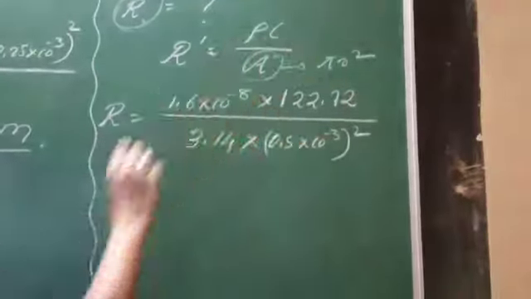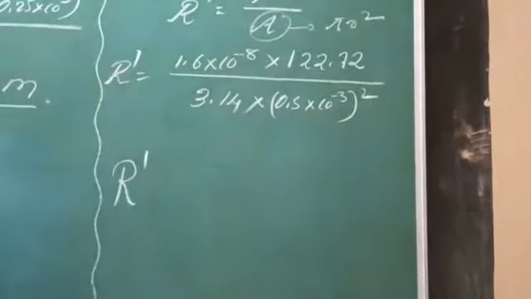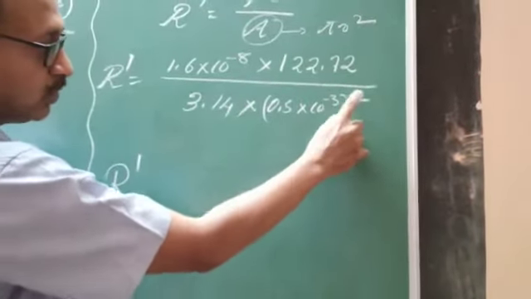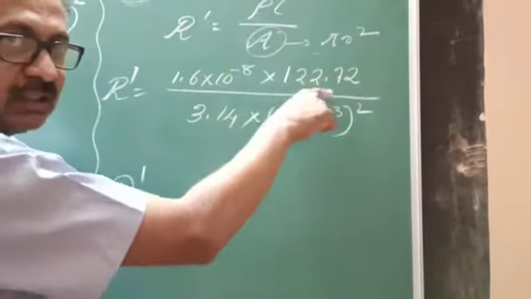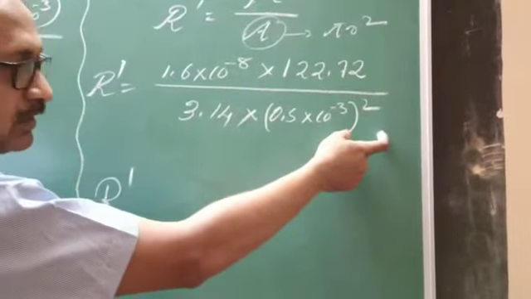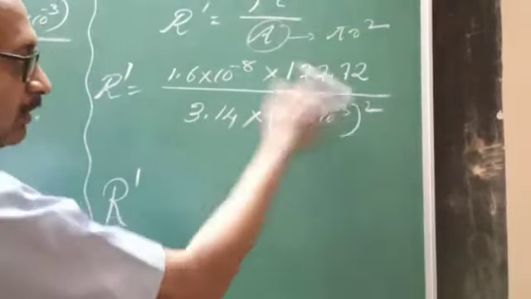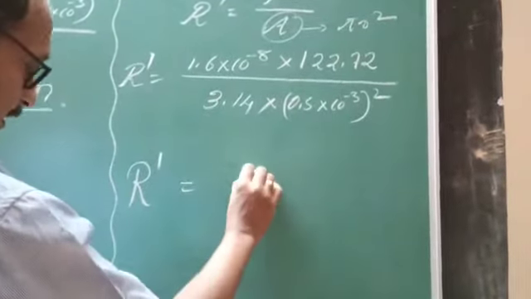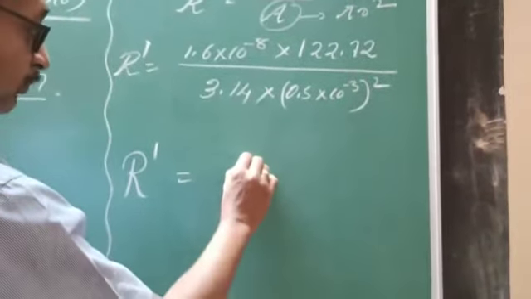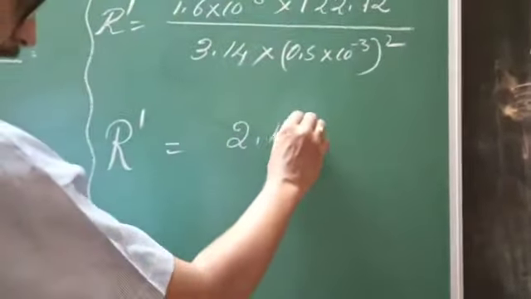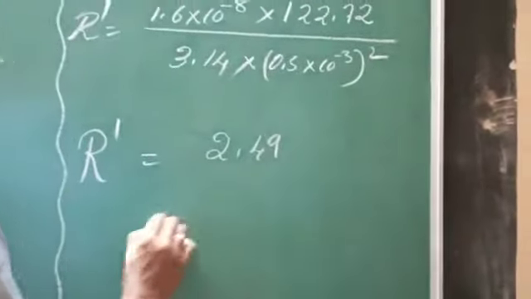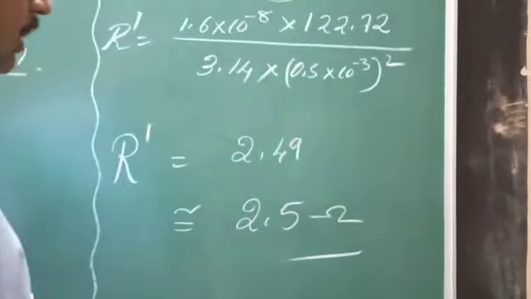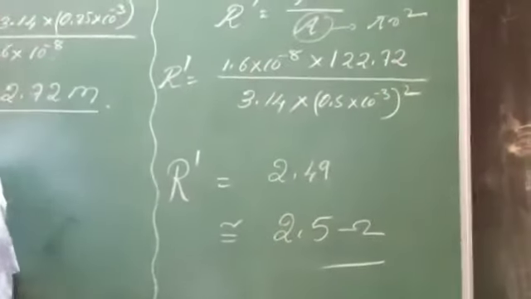On calculating these things, we get the new resistance, that is R dash. Minus 8 here, 3 2s it will become 6, minus 8 and also minus 6 here. I am simplifying these things, so you will get 2.499 something. So approximately we will get about 2.5. This is called the new resistance of this wire.